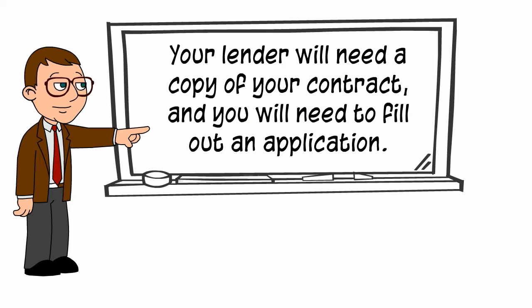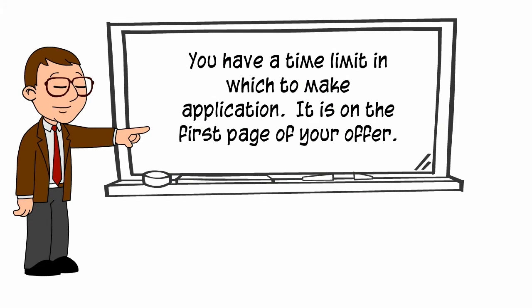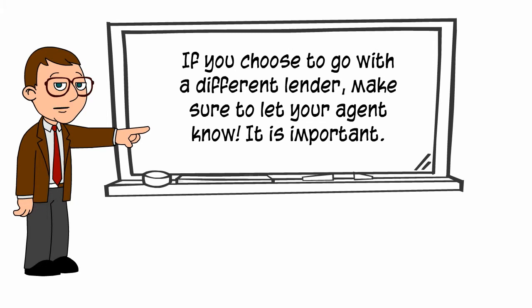your loan. You have a time limit in which to make application. On the first page of your offer contract, it states that you have a certain period of time, usually 5 days, in which to make application. You can apply with a different lender, but you need to do it within this 5-day period. If you do choose to go with a different lender, make sure to let your agent know who your new lender is. It's very important that all the agents are kept up to date on your lending process.